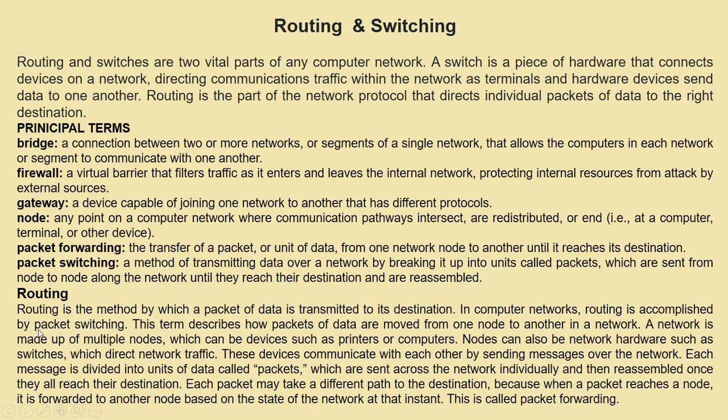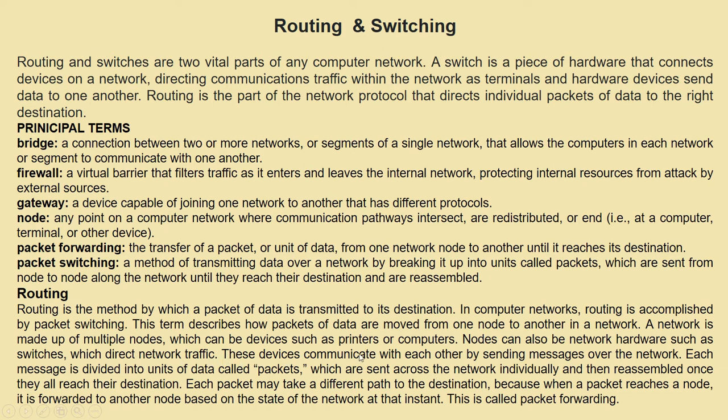Routing is the method by which a packet of data is transmitted to its destination. In computer networks, routing is accomplished by packet switching. This term describes how packets of data are moved from one node to another in a network. A network is made up of multiple nodes, which can be devices such as printers or computers. Nodes can also be network hardware such as switches, which direct the network traffic.